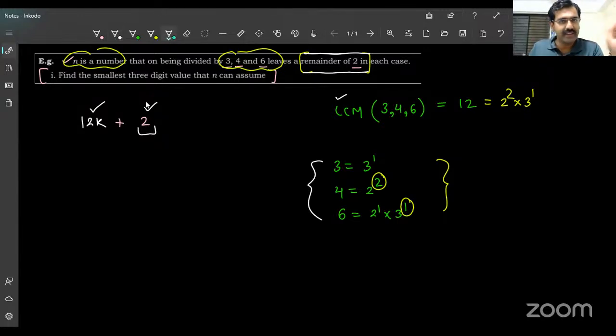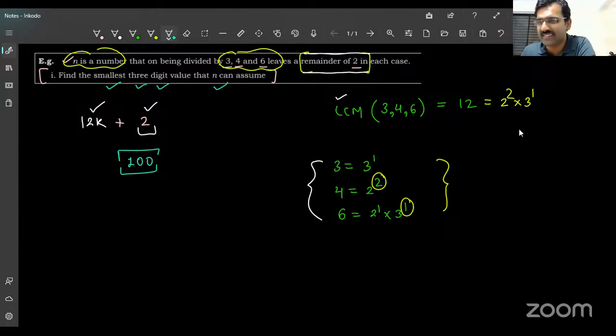We were not asked this question. What we were asked was to find the smallest 3-digit value that n can assume. Now, how can I think of the smallest 3-digit value? Let me try and think of the smallest 3-digit number. So I think 100 is that smallest 3-digit number, but I think 100 does not fall under that category.